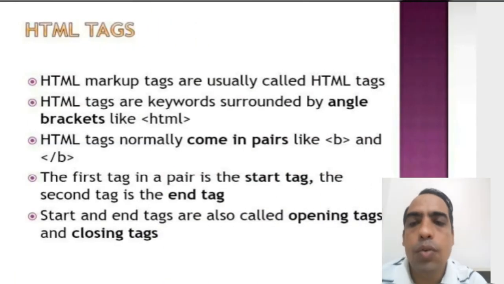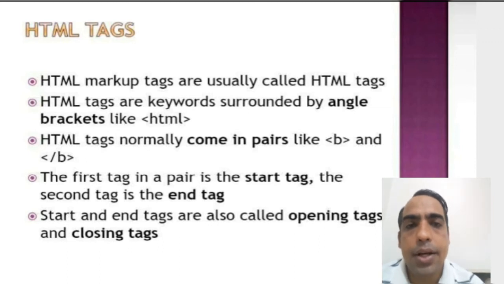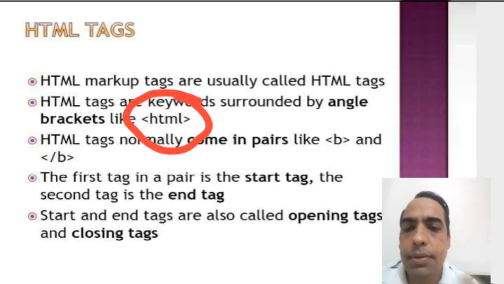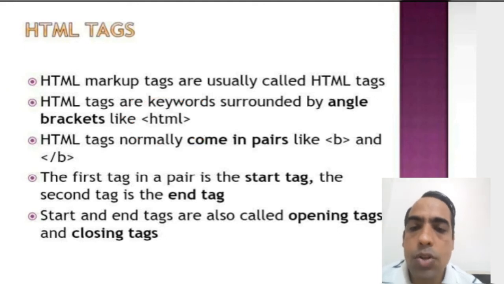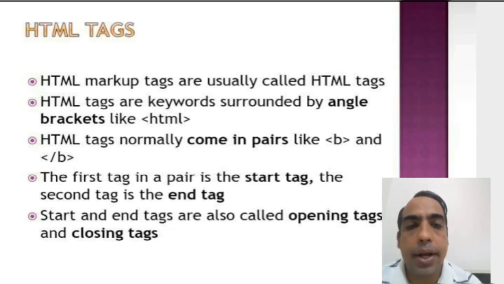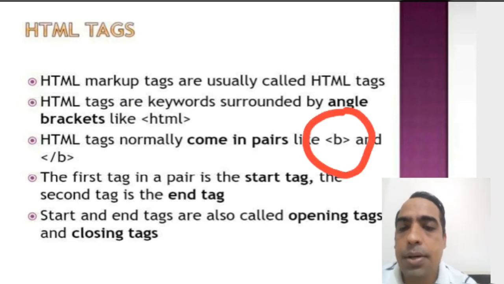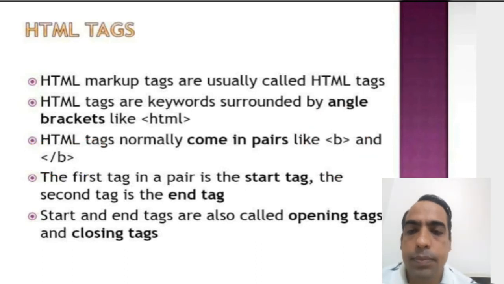Now I will explain you what are the HTML tags. HTML markup tags are usually called HTML tag. HTML tags are keywords surrounded by angle bracket, like in angle bracket HTML you can see. HTML tags normally come in pairs, like in angle bracket B and in angle bracket /B. You can see the first tag in the pair is the start tag, and the second tag is the end tag. A start tag and end tag are also called opening tags and closing tags.